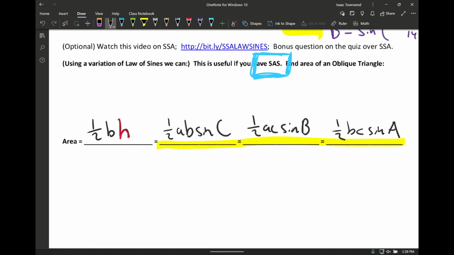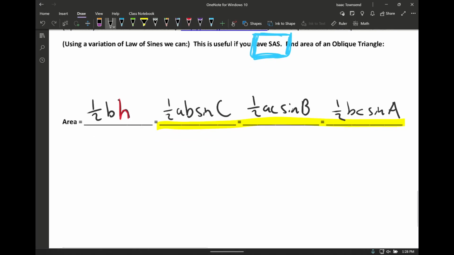So notice side angle side. You have to know 2 side lengths, either AB, AC, or BC, and the included angle. The angle between those 2, the angle in between those 2, and the angle in between those 2. Now, the reason why I'm not going to derive all 3 of these, I'll just show you one of them.